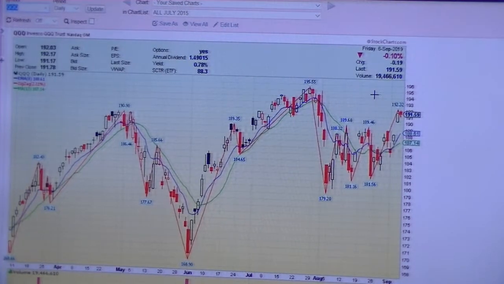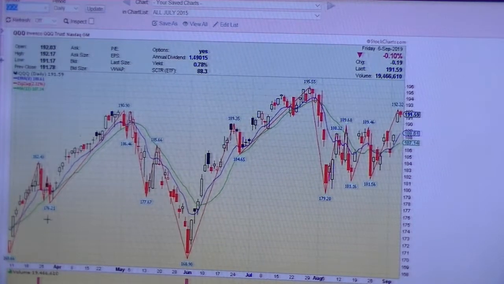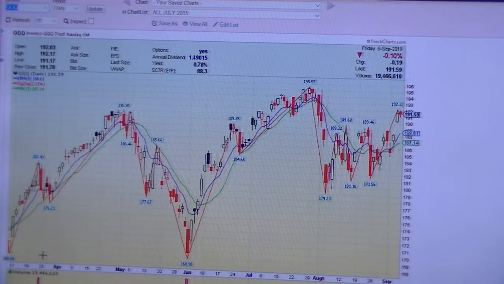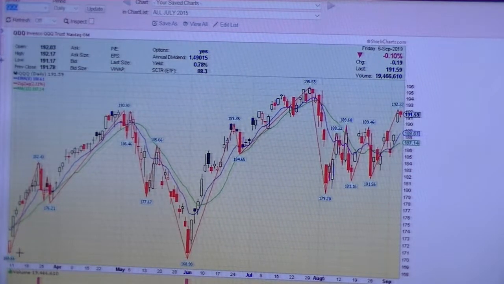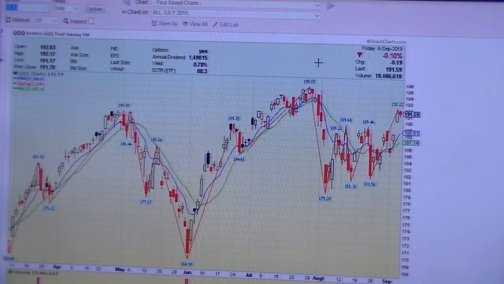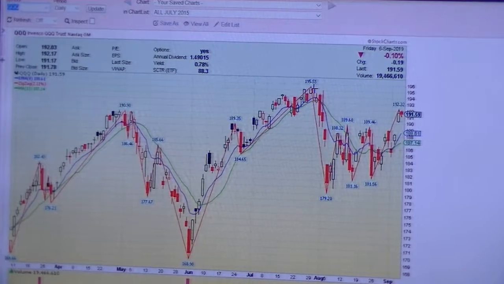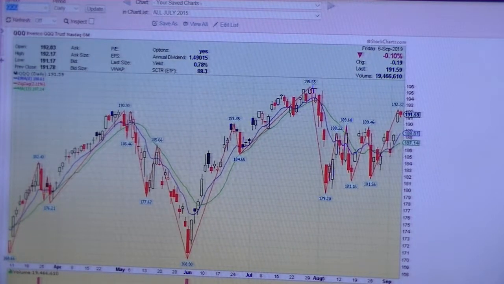Okay, so if we do 6 months, we can see in a 6-month period, our support area is around 168.66, and again, our resistance area is still 195.55.